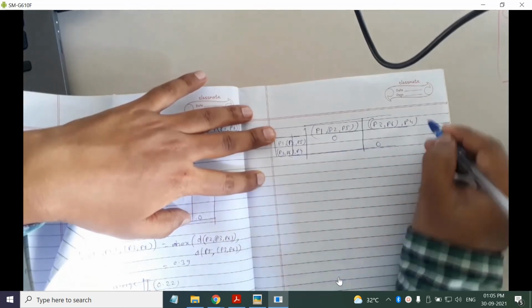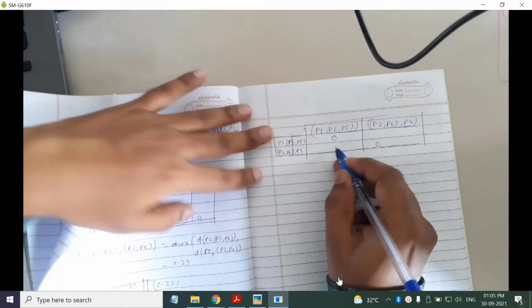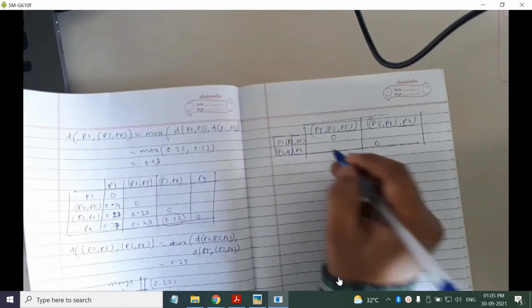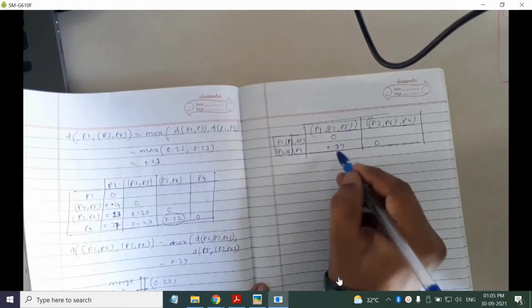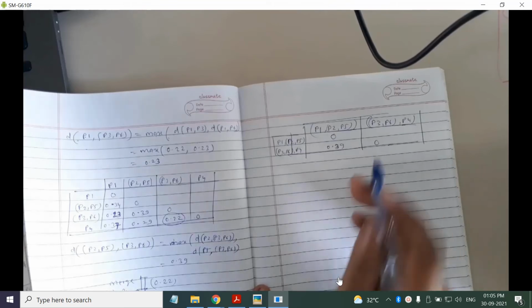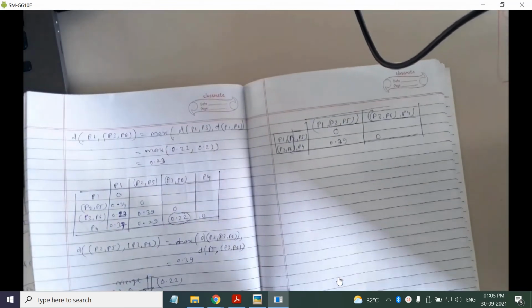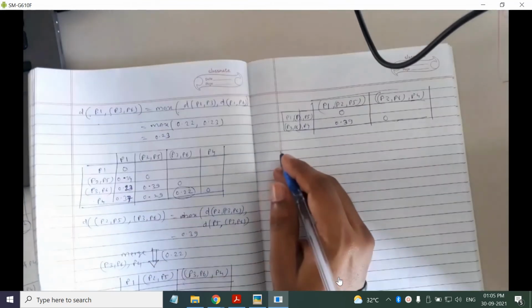ये 0 रहेंगे. You have to calculate a single value here and that will come out to be 0.39, यानी कि फाइनल क्लस्टरिंग होगी इस डिस्टेंस पे. ठीक है, अब in order to summarize everything we will be drawing the dendrogram.